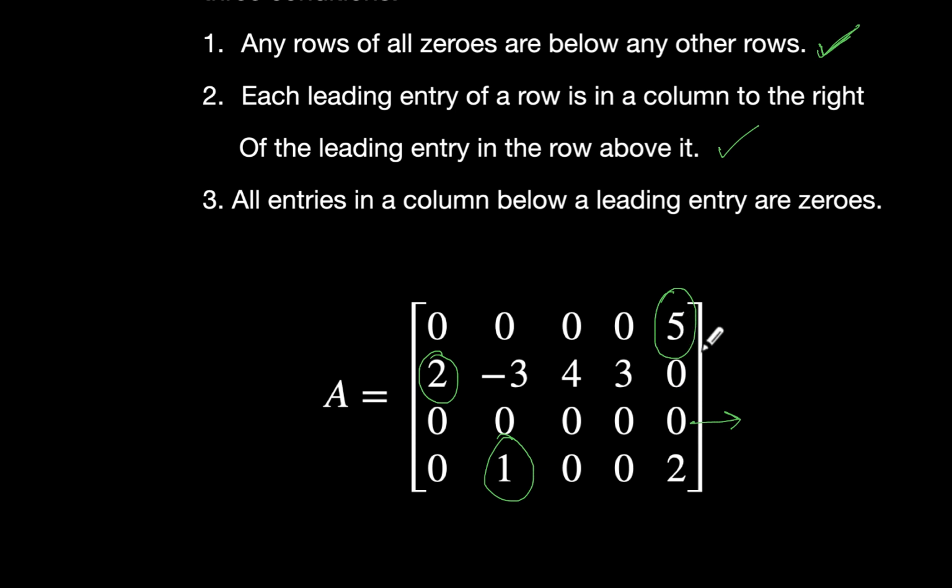Let us check the other conditions also. Each leading entry of a row must be in a column to the right. So you have leading entries 5, 2 and 1. The next leading entry after 1 is on the left side, but we must have the leading entry in the right column. So the second condition is also not satisfied. Even the third one is not satisfied: all elements below the leading entry are not zeros. So these three conditions are not satisfied. Even if one is not satisfied, then it is not in echelon form. But I just wanted to check it.